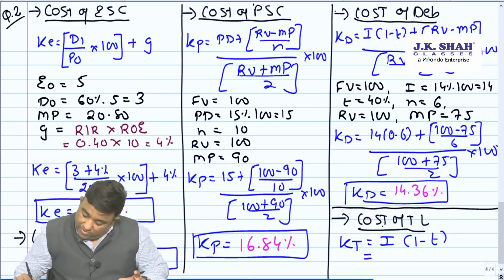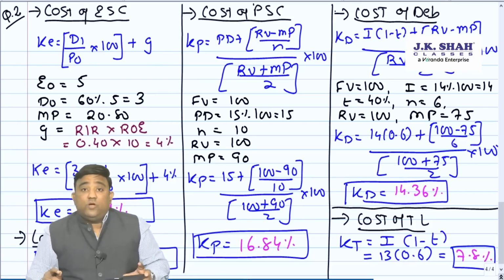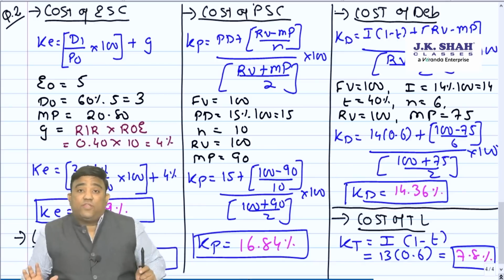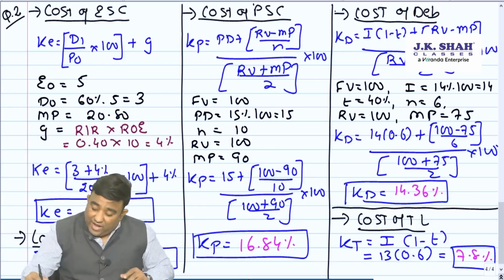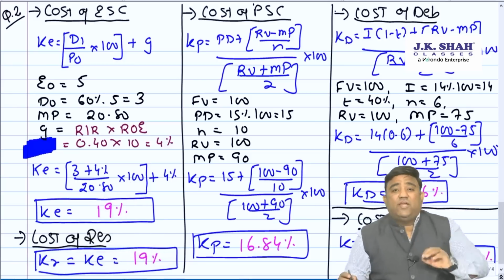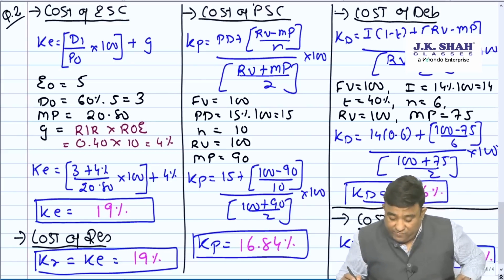So that is going to be 13 into bracket 0.6, which is 7.8%. So student, you can see we are ready with all the 5 exclusive short sums. But the highlight of this point was computation of this growth rate. Amazing point, student. Definitely a last minute revision.